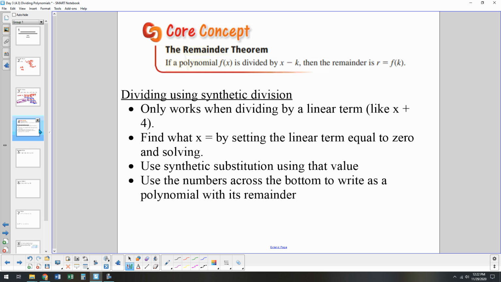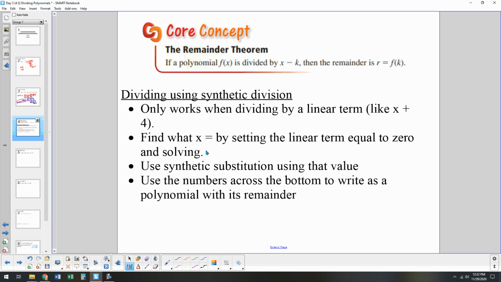But that's okay. That's what we're going to do. Because when we evaluate a number, the number at the end is what it was equal to, right? When we did synthetic substitution, the remainder is now equal to the value at that problem. So what we're going to do, I just said it only works when we're dividing by a linear term. We're going to find out what x equals by setting the linear term equal to 0 and solving, right?